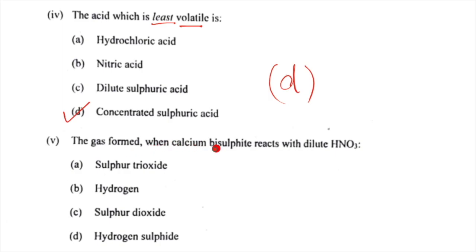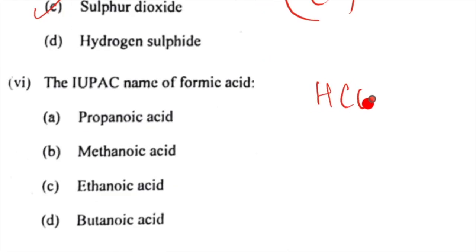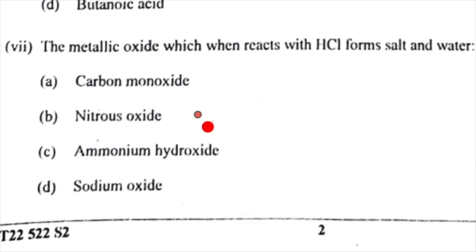Number 5, the gas formed when calcium bisulfite reacts with any dilute acid will liberate sulfur dioxide. Where is it? Here. So the correct option is C. The IUPAC name for formic acid. Formic acid is HCOOH. How many carbons does it have? 1. So it is methanoic acid. So that is our correct option here, B. I hope you are scoring your marks.